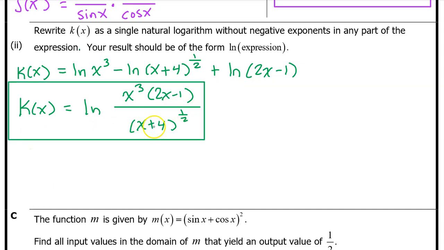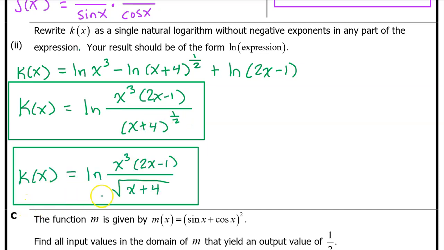This is one version of the answer. It is a single natural logarithm without negative exponents in any part of the expression. However, we know that something raised to the 1/2 power is the same as square root. So this would be another version of the answer.